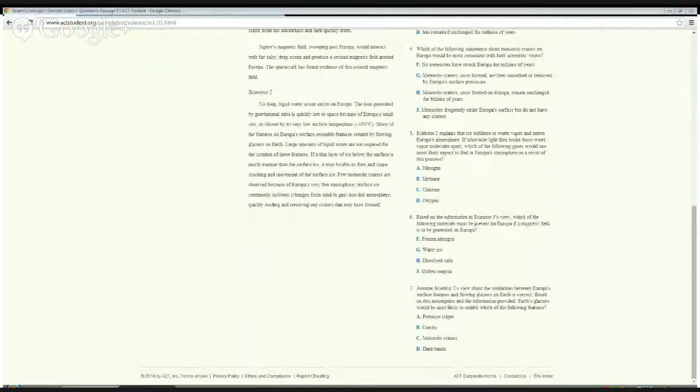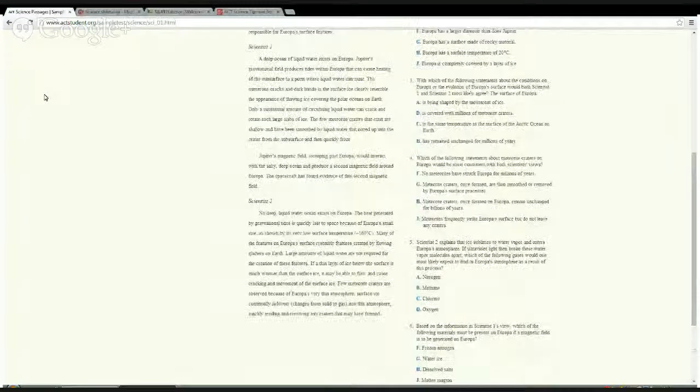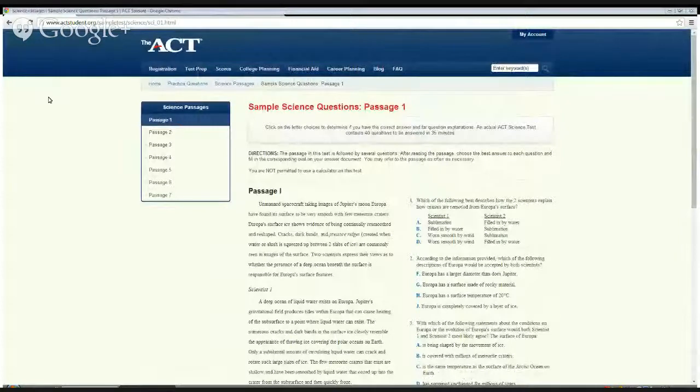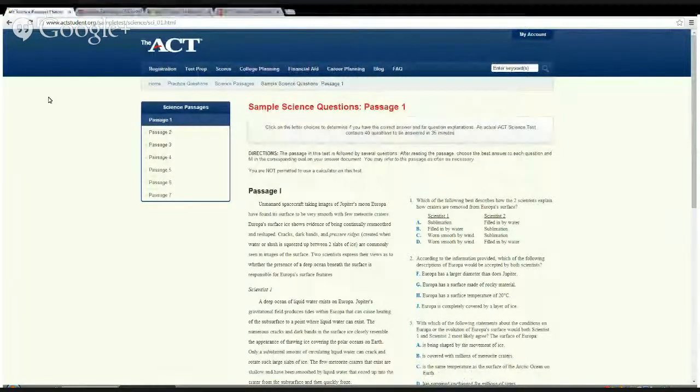Let's see where it says. Sublimes into the atmosphere, quickly eroding and removing any craters that may have formed. So it really spells it right out for you. So this is information that you can just take right from the passage. And they're asking you to look at scientist 1 and scientist 2, so this is one that deals with both passages.